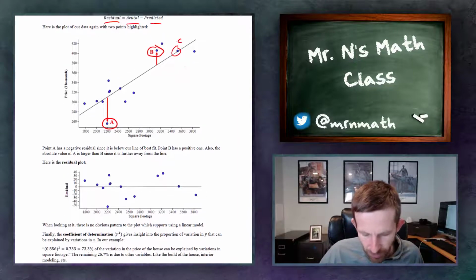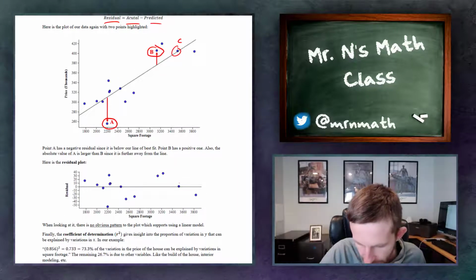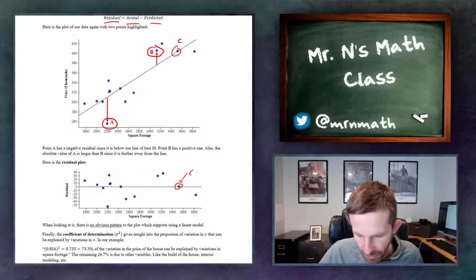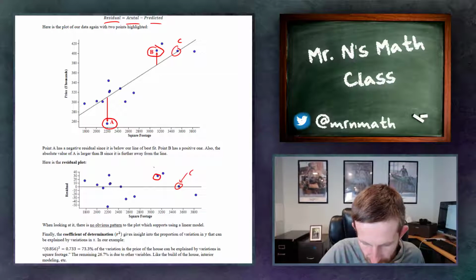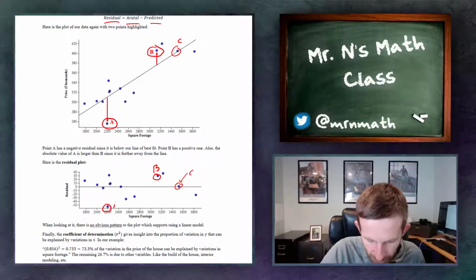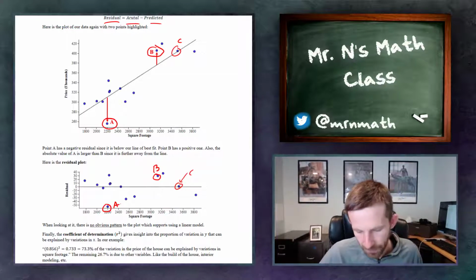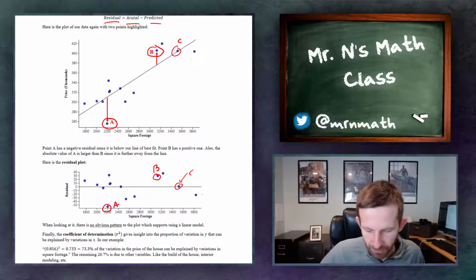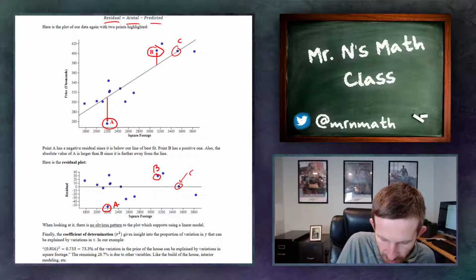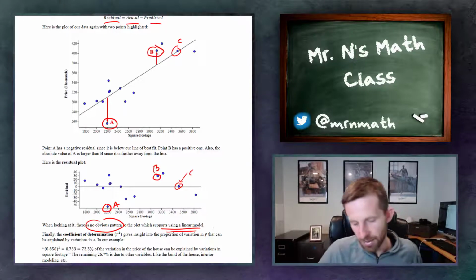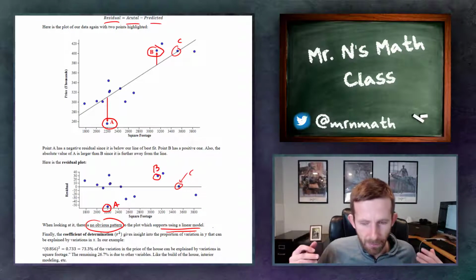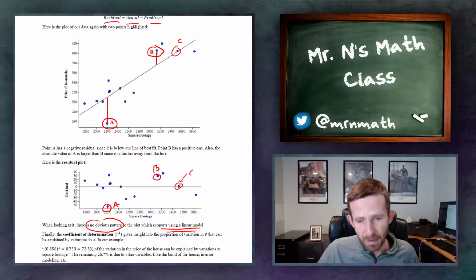Here is a residual plot. As you can see, this is point C. It's right on the line. Point B is right here, and point A is right here. There's no obvious pattern to this residual plot, which supports a linear model. So if there's no obvious pattern to a residual plot, that is evidence for the fact that a linear model is good.